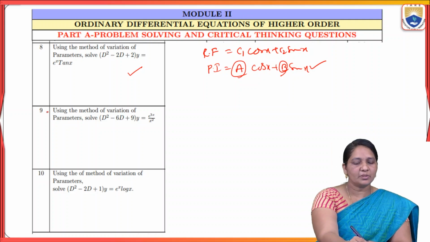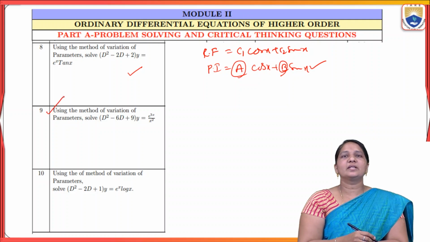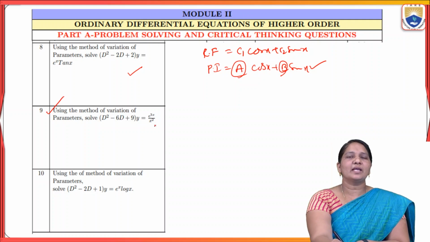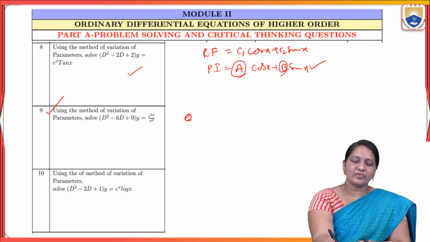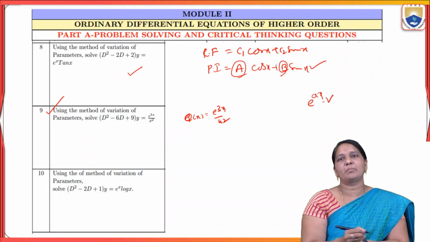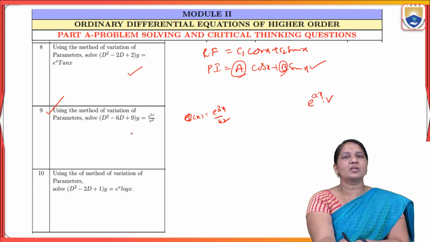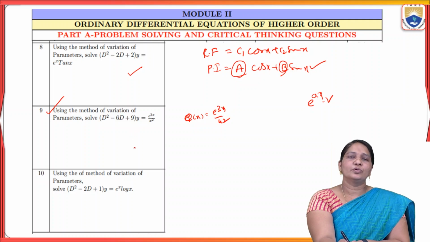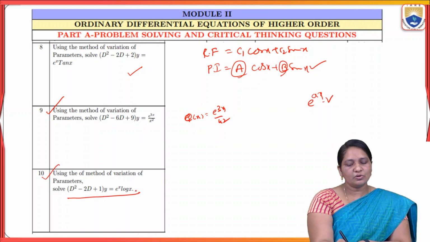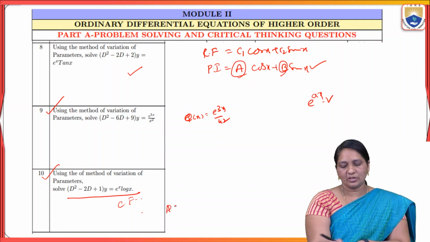And here by using the method of variation of parameters, D square minus 6D plus 9 into y equal to e power 3x by x square. Here we are having the Q of x value, right, e power 3x by x square. If the general method is there, we are going to follow the e power ax into V formula. But here they are asking for the method of variation of parameters. So we have to use that formula to calculate the general solution. Here also we are using the method of variation of parameters. So we can calculate the complementary function and after that we can assume the particular integral.